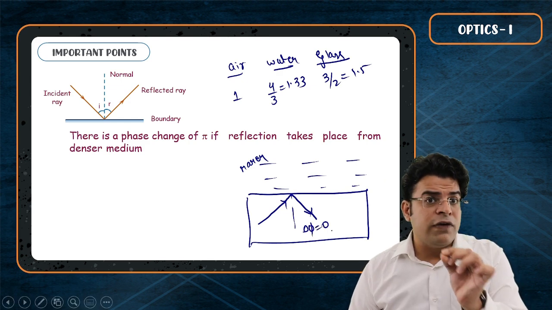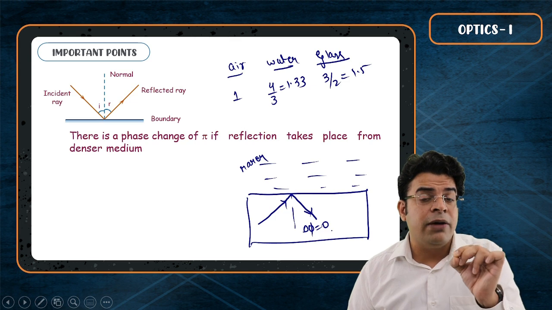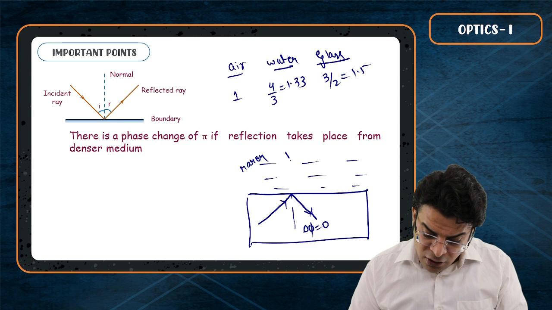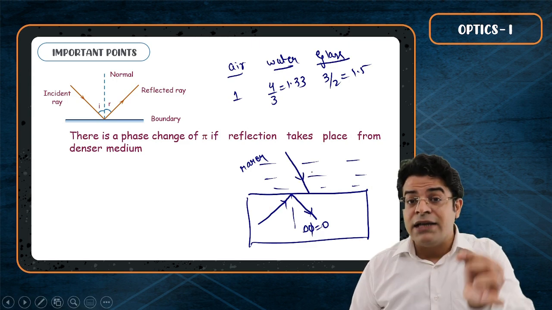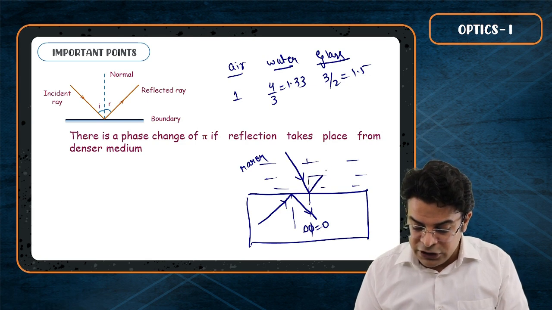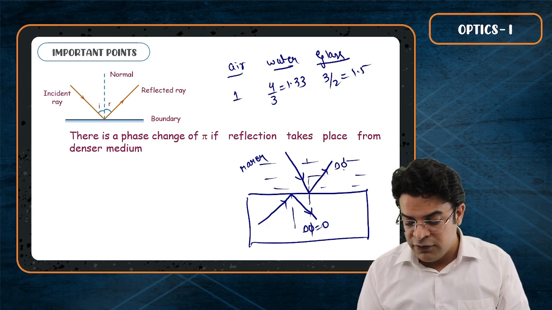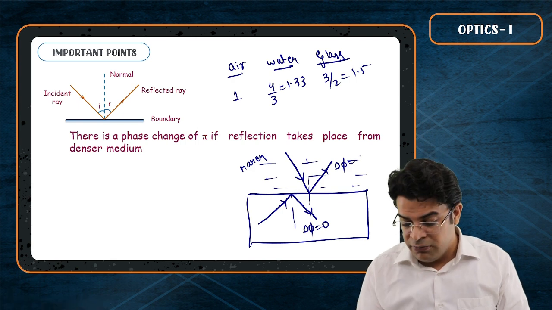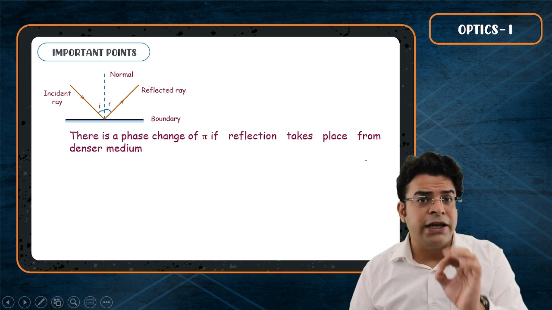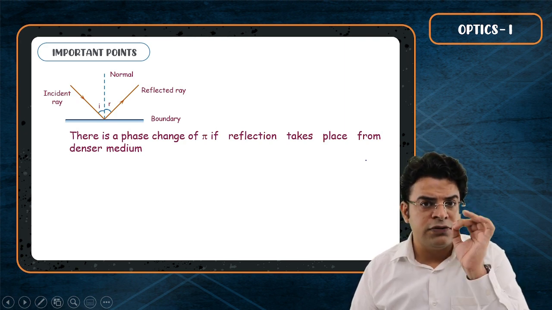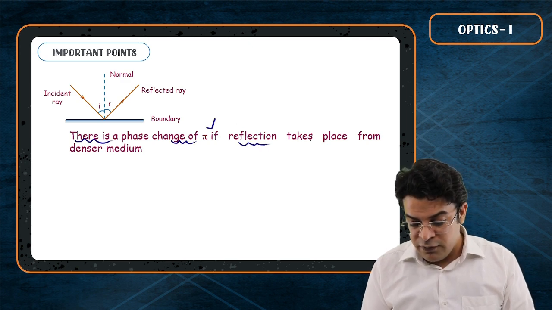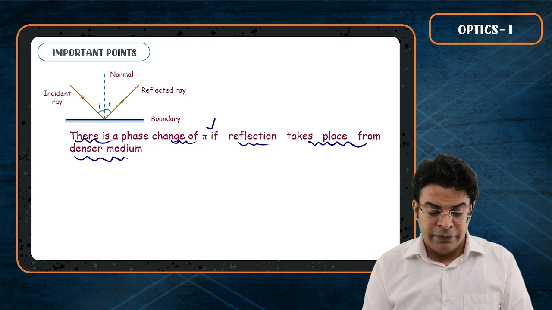But when a ray of light gets reflected from a denser medium, it undergoes a phase change of pi. So if the ray of light is traveling in water and it gets reflected by a denser medium, which is glass in this case, then it undergoes a phase change of pi. So here you will say that the phase of this wave will change by a phase angle of pi. So remember this thing. We will revise this again in wave optics, but it's better to know this from here onwards only. There is a phase change of pi if reflection takes place from a denser medium.